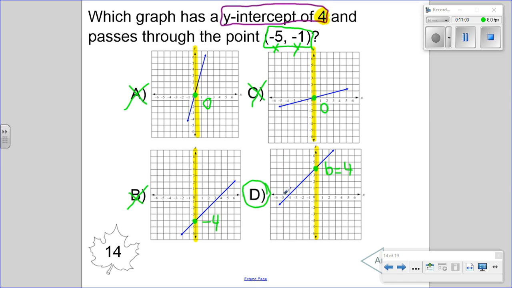When the y value is negative, you will go down. So we will go down 1. So this point that I'm drawing right now represents the ordered pair -5, -1. And the point is on the blue line. So again, that reinforces that choice D is the best choice here.